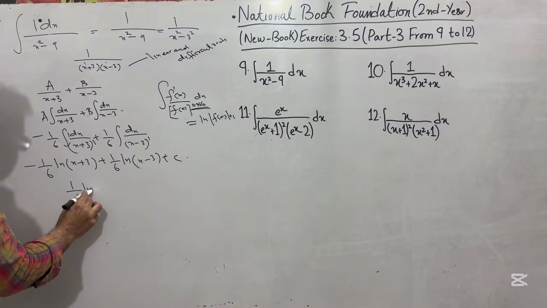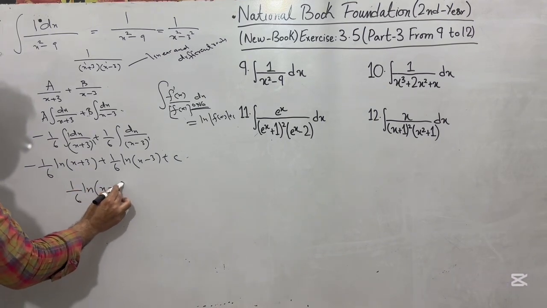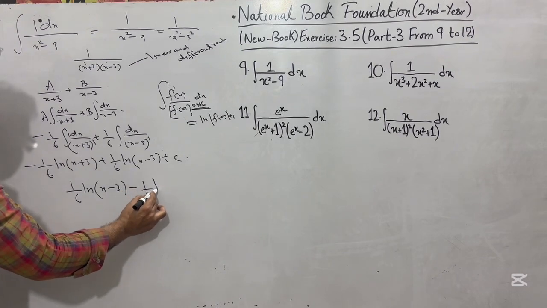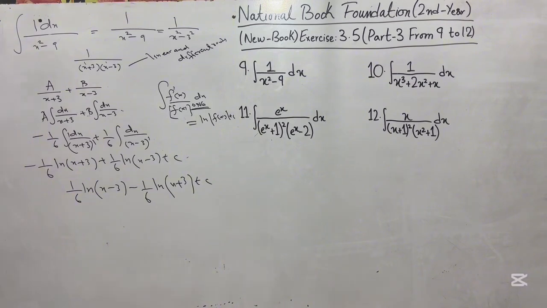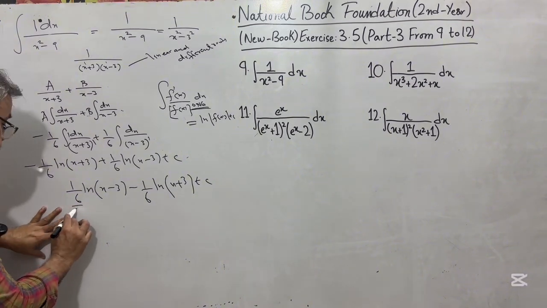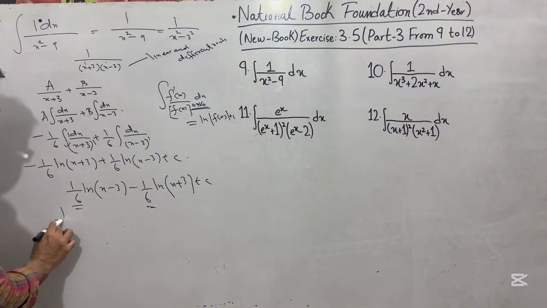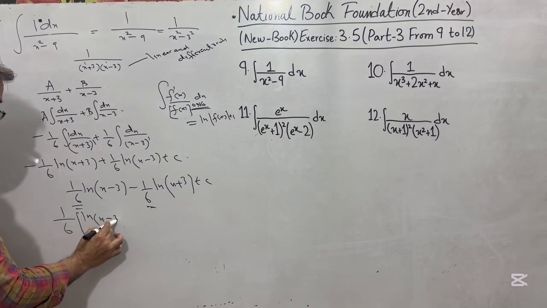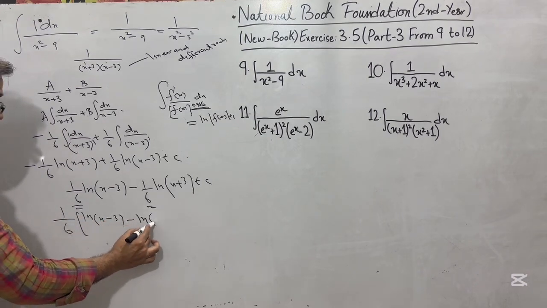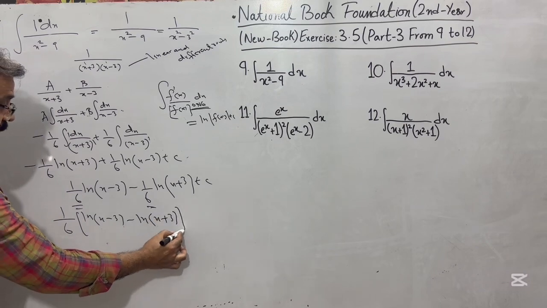To facilitate our answer, minus 1 over 6 ln x plus 3. Now look, 1 over 6 common. What we are left with? ln x minus 3 minus ln x plus 3 plus c.